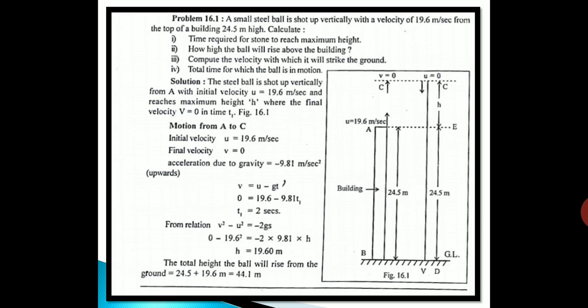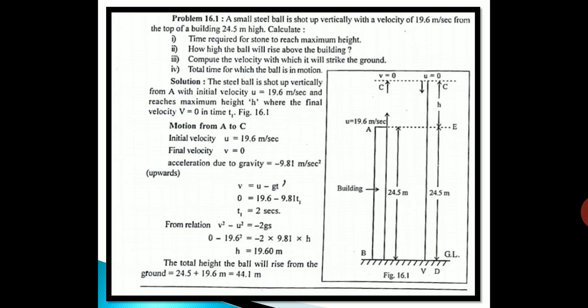So again, what is given? The velocity with which the ball will be thrown up is given. The height of the building is given. From this given data, we have to find the four required things which are asked. So let us start with the solution.